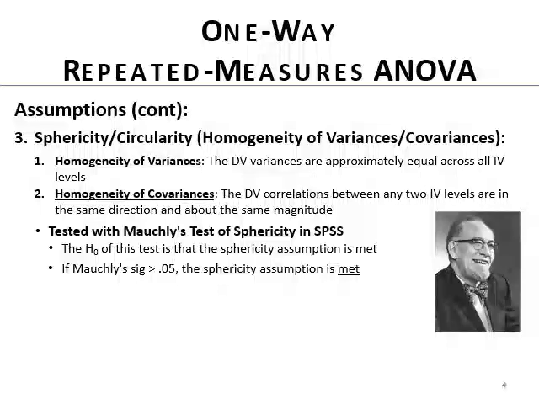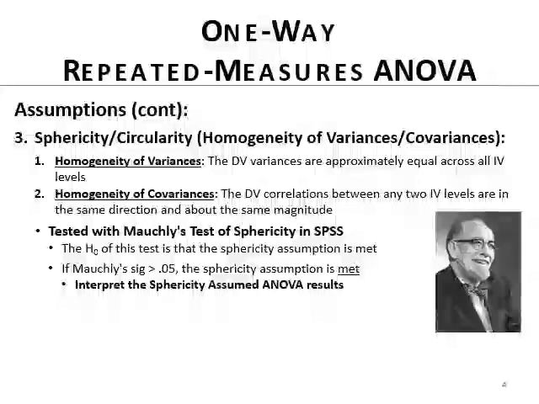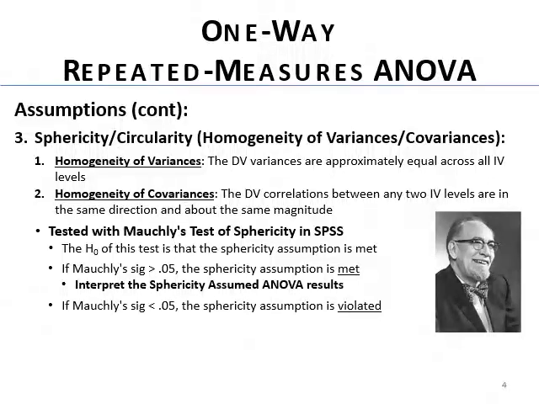If Mauchly's sig is greater than 0.05, the sphericity assumption is met. You're maintaining that null of sphericity. However, you will interpret the sphericity assumed ANOVA results. So the line that says sphericity assumed is what you'll use if Mauchly's sig is greater than 0.05 to interpret your ANOVA.